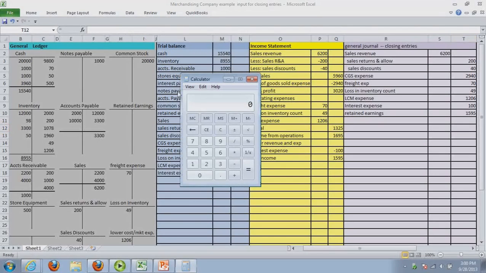So let's see what we get. Let's do the credit side. So we have 240, 29, 40, 70, 49, 1206, 100, and 15.95. Okay, it does come out to be 6,200, so that's good.